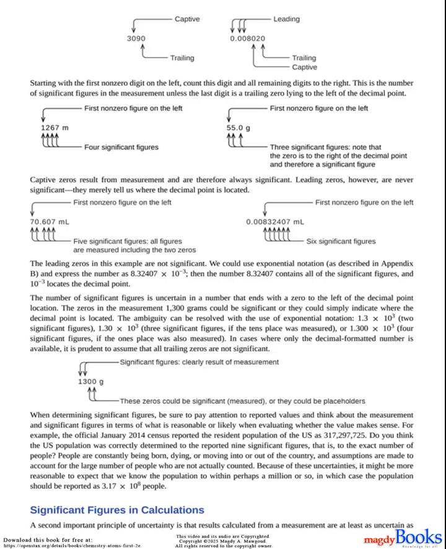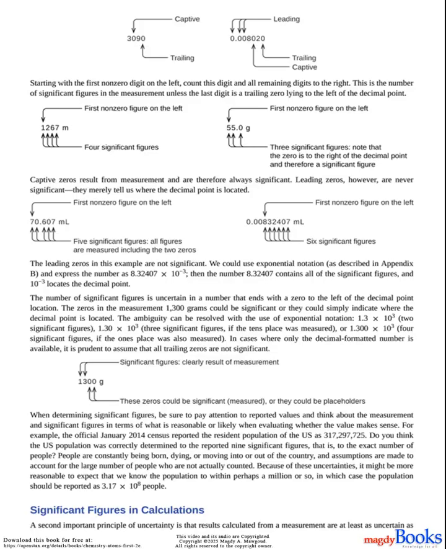We could use exponential notation, as described in Appendix B, and express the number as 8.32407 multiplied by 10 to the power of negative 3. Then the number 8.32407 contains all of the significant figures, and 10 to the power of negative 3 locates the decimal point. The number of significant figures is uncertain in a number that ends with a zero to the left of the decimal point location.